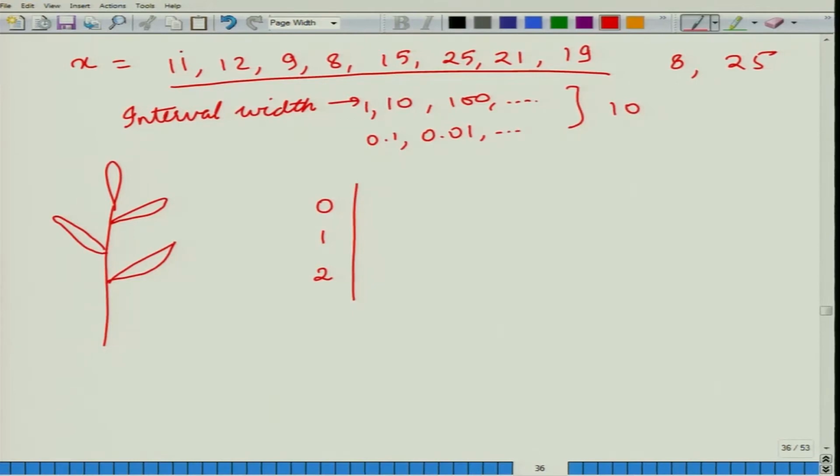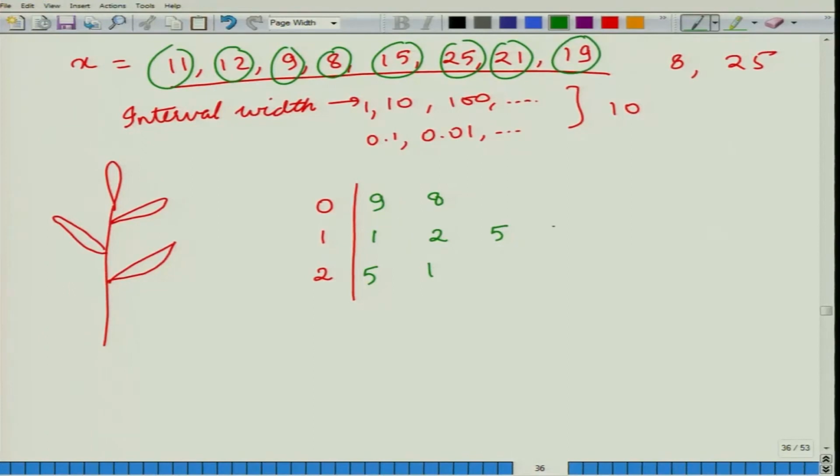So, consider the first value, that is 11. 11 comes under the stem of 1. So, we write 11 like this. Next value is 12. So, we write it as 2. Next value is 9, that is 09. Next we have 8, that is 08. Next we have 15, that is 15. Then we have 25, then we have 21 and lastly we have 19. So, this would be a stem and leaf plot.